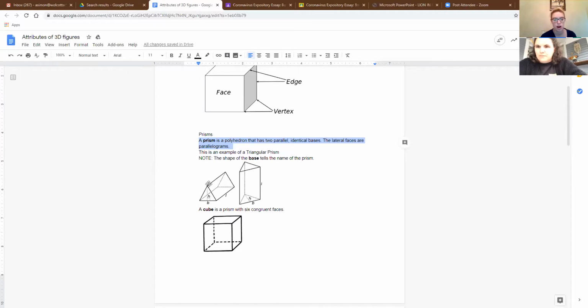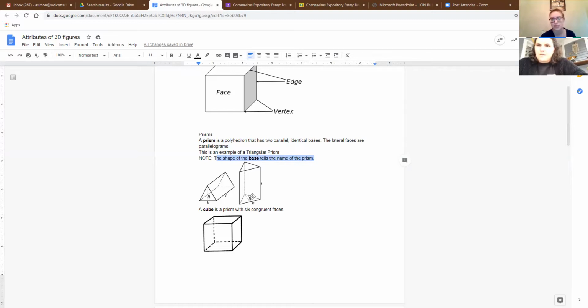These three faces here are parallelograms. We see how it makes those up. And because they're parallelograms, those lines are parallel. What we're going to see with prisms is that the shape of the base tells the name of that prism. So these are going to be called triangular prisms, because if we look at that base, the base is the polygon, a triangle. So we would call that a triangular prism because of that triangle base.